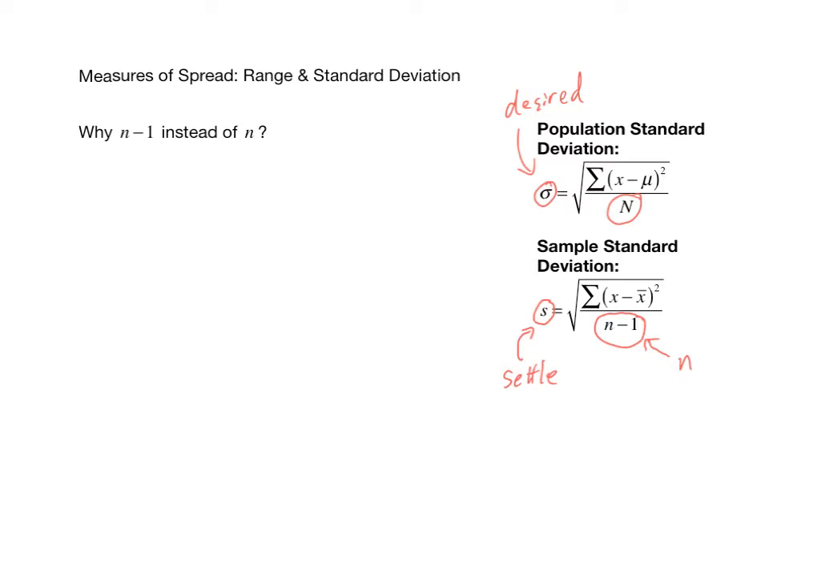And in general, if this was n right here, this estimate S is typically an underestimate of the actual population standard deviation. So that means it's a biased estimator. We don't want a biased estimator. So to make it an unbiased estimator, statisticians figured out that we needed to take one less off of the sample size. So now, with this formula, this is an unbiased estimator of sigma.